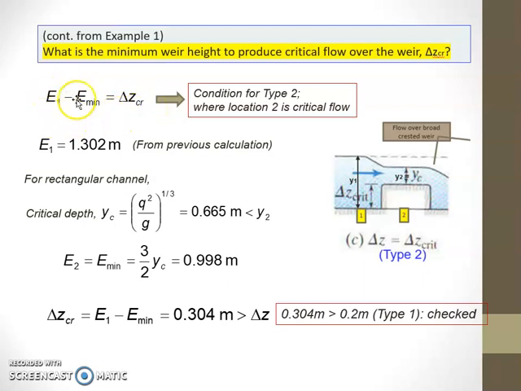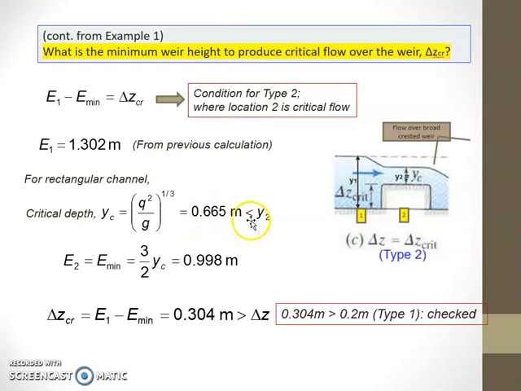So E1 can be extracted from the previous calculation. E minimum with respect to 3 over 2 of DC or YC. So how to get YC? Because this is a rectangular channel, obviously you can calculate directly from flow rate per unit width squared over g, to the power of 1 over 3. Okay? So YC becomes 0.665 meter.